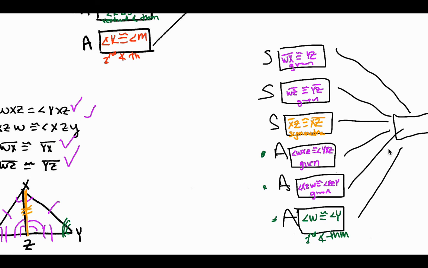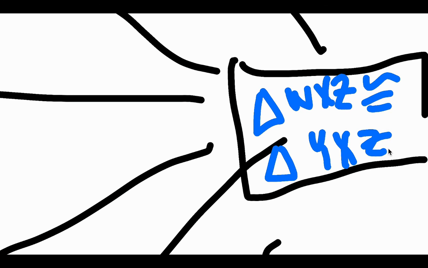by writing our congruency statement into this tiny box I drew myself. Our congruency statement is always that a triangle is congruent to another triangle. And in this case, it was triangle WXZ and triangle YXZ. And I'll show you why I chose those letters.